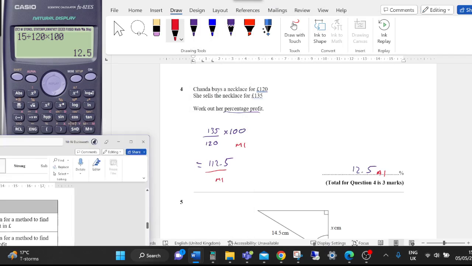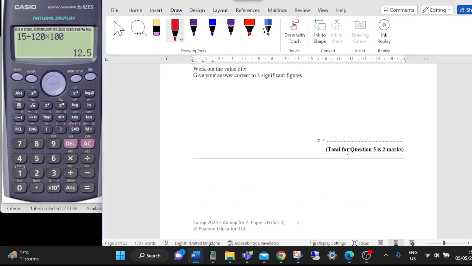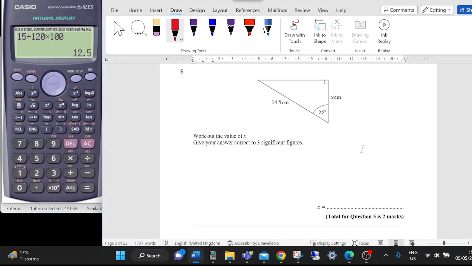Right, screen to the wrong way around. So question 5, we've got 2 sides and an angle. Tells me straight away it's going to be a trig question. Work out the value of x.